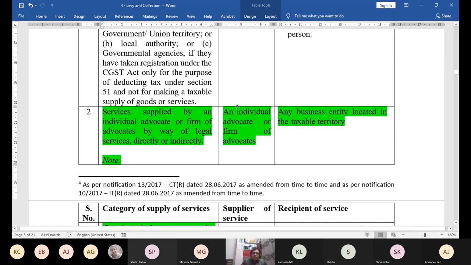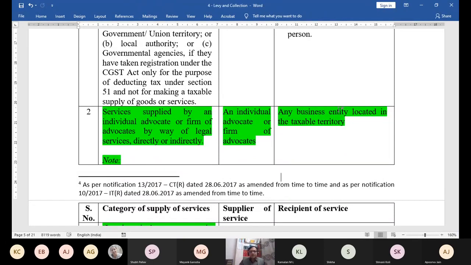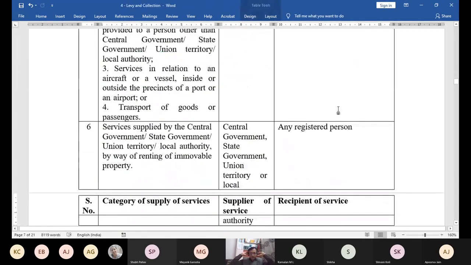Services supplied by an individual advocate or firm of advocates by way of legal services, directly or indirectly. Who should be the supplier? The third column is the supplier. So if a service is supplied by an individual advocate or firm, by default, who is the supplier? The individual advocate or firm. But who should be the recipient? Any business entity located in the taxable territory. When I say taxable territory, I mean India. India is the taxable territory. This you should learn: this is that service where the advocate will not pay the GST. The recipient has to pay GST to the government of India. This is my first such service. Then what you should do?